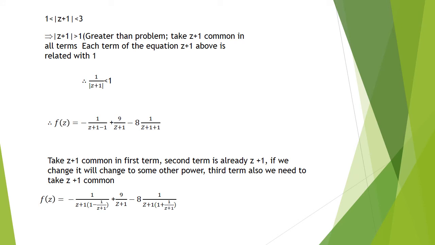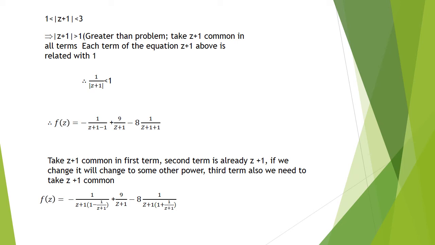So a simple technique: 1 less than |z+1| less than 3, and each term in the denominator has a relation with 1. From the region, it is 1 less than |z+1|, that is |z+1| greater than 1. It's a greater than problem. In a greater than problem, we will take the z term common, whatever the z term may be, whether it is z+1 or z+2 or z-2 or z-1. Now it is a greater than problem because all the terms in the denominator are related with 1.